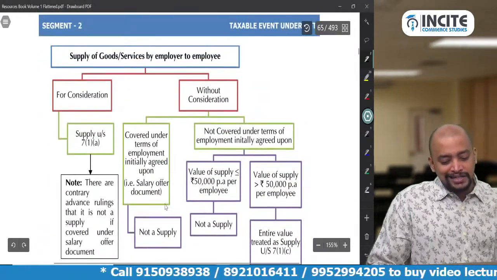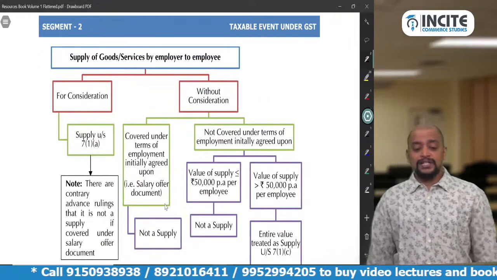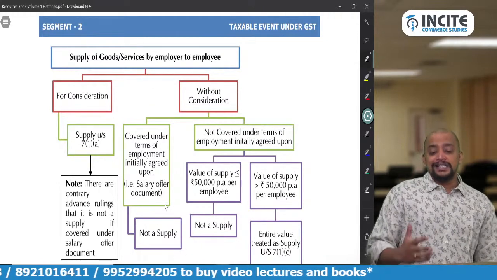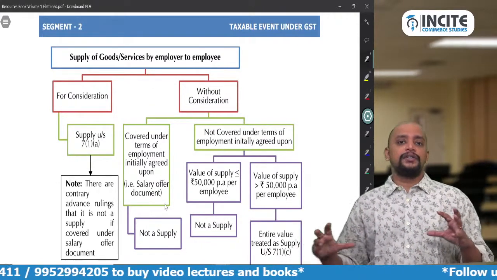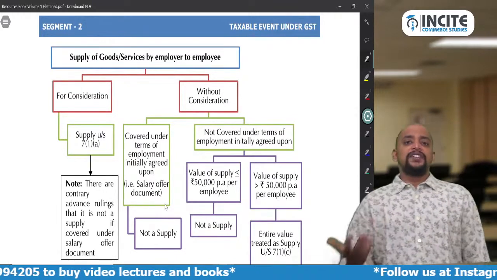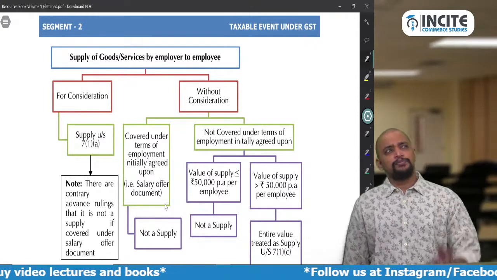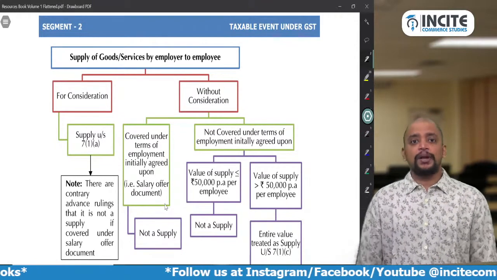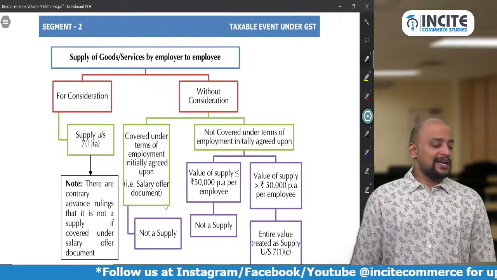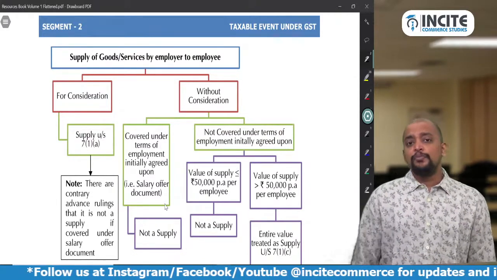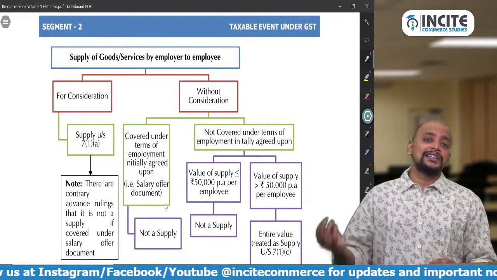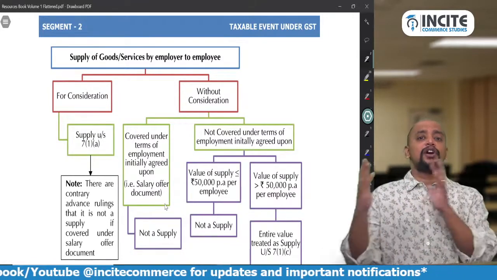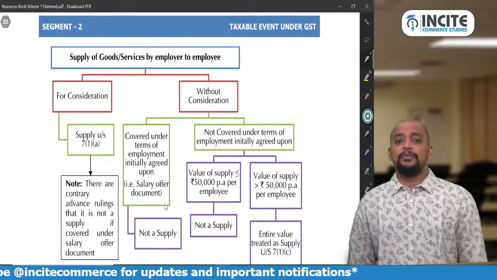Now we are moving on to the other chart. Supply of goods or services by employer to employee. Is it for consideration or without consideration? We need to understand. If it is for consideration, for example, canteen facility or supply of food, or vehicle, cab facility, etc., provided by the employer to the employee and charging some amount for that, it will become supply under 7(1)(a), because it is an activity for consideration in the course or furtherance of business.